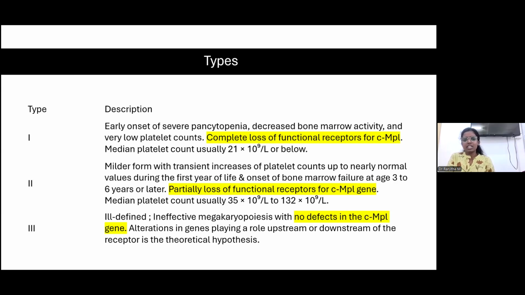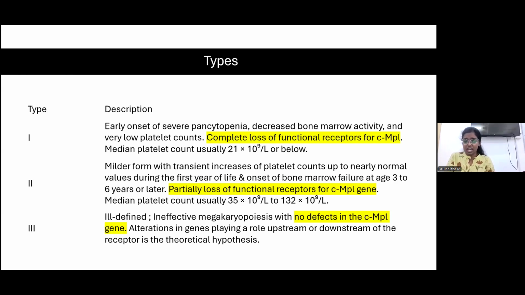But in type 2, there is partial loss of functional receptor of CMPL, where only the extracellular domain is absent, and there is some amount of intracellular domain of the TPO receptor. Hence, they present in the milder variety, and they usually present after 3 to 6 years of age. And the platelet count of these remains somewhere around 40,000 to 1,30,000.